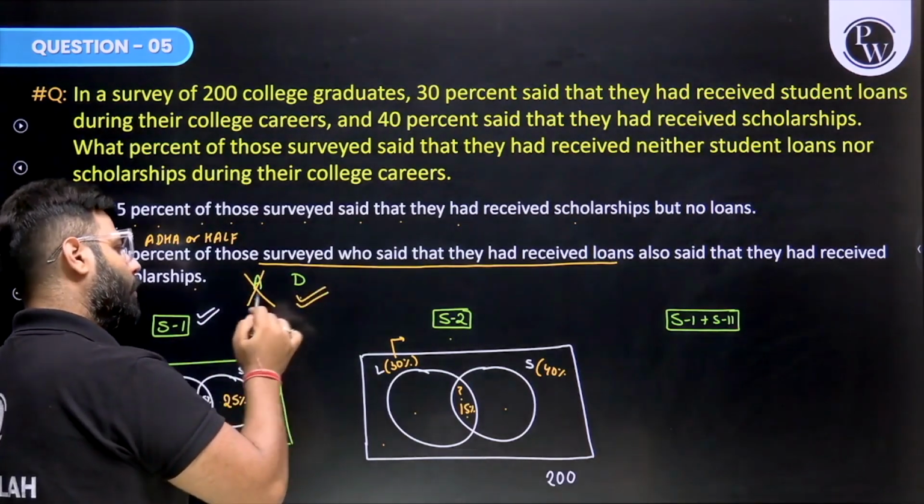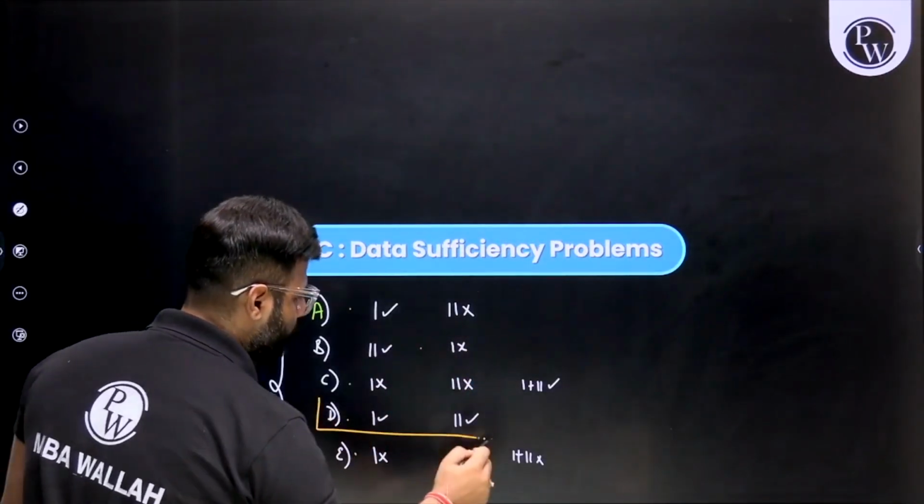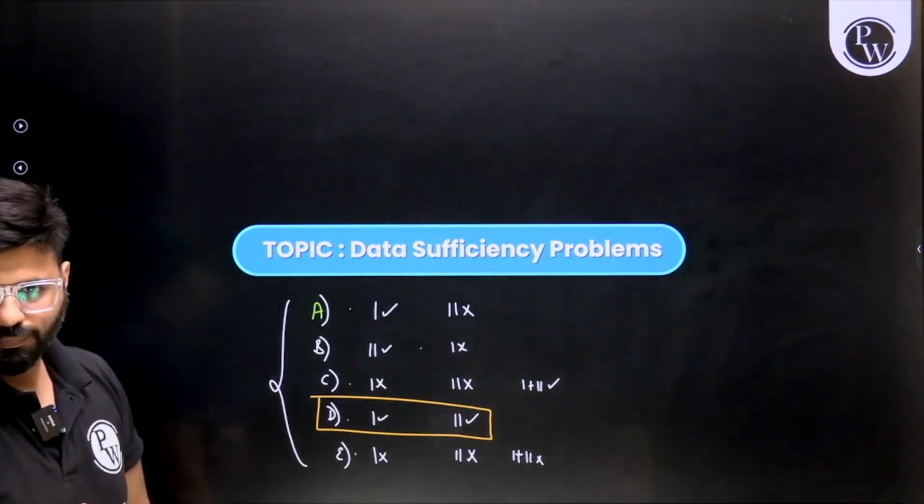The answer is D because A says second alone is not sufficient. We are down to this part. Both alone are sufficient. Got it?